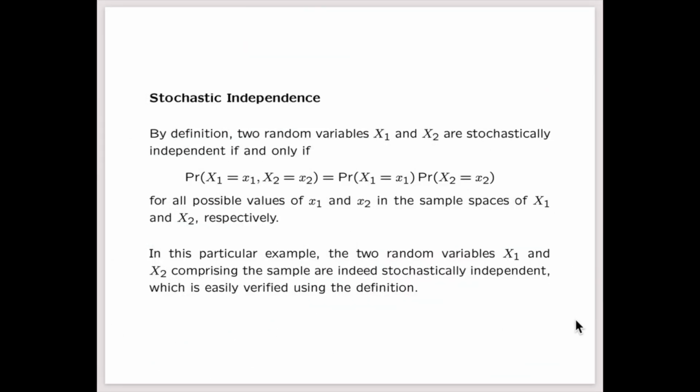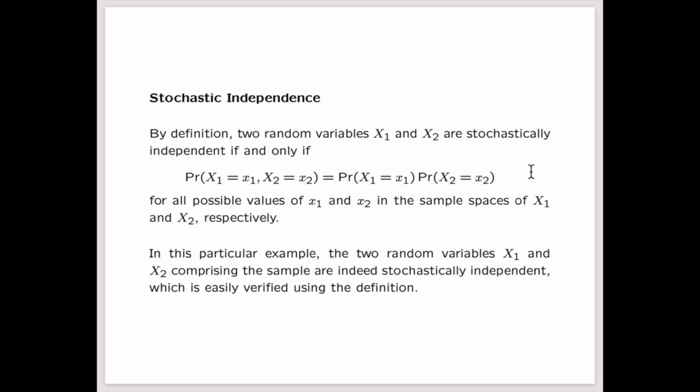Now, I also want to take a few minutes to talk about statistical or stochastic independence. By definition, two random variables, X1 and X2, are stochastically independent if and only if the probability that X1 takes on a value little x1 and X2 takes on a value little x2, that joint probability, is equal to the product of the individual probabilities. In other words, the probability that X1 takes on a value little x1 times the probability that X2 takes on a value little x2. These values of little x1 and little x2 are the possible values in the sample spaces of X1 and X2 respectively.